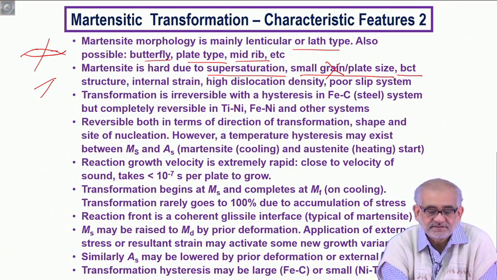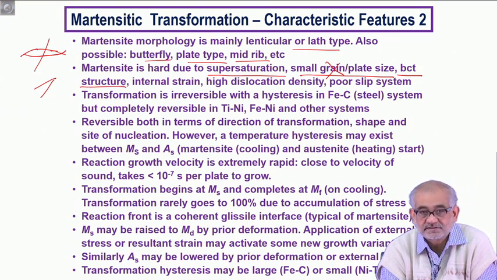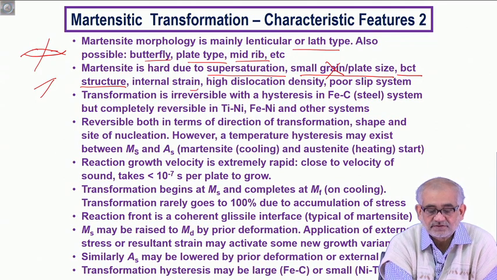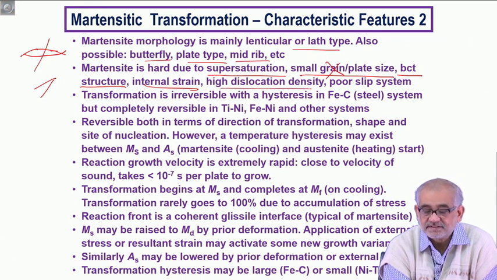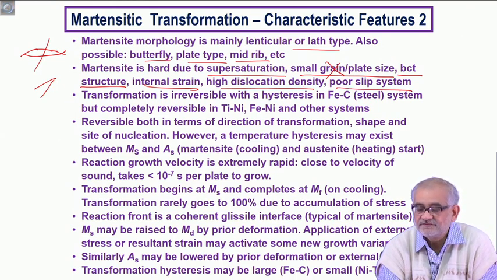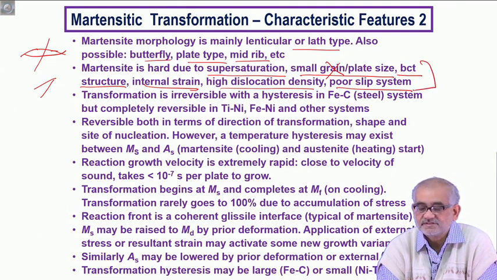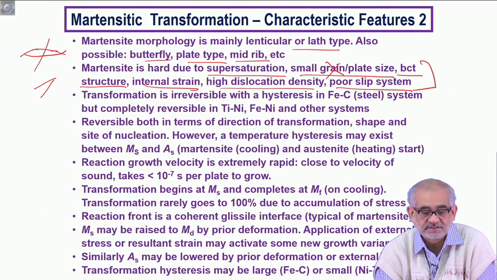The crystal structure is BCT, which is certainly less plastic and has fewer slip systems available compared to the parent austenite, which has an FCC structure. There is a lot of internal strain involved because of the contraction and expansion in two different directions. Martensite contains a large density of dislocations because of the large stresses created during the transformation, and you have very few or very poor slip systems. So, all these are important reasons as to why martensite is the hardest solid solution.